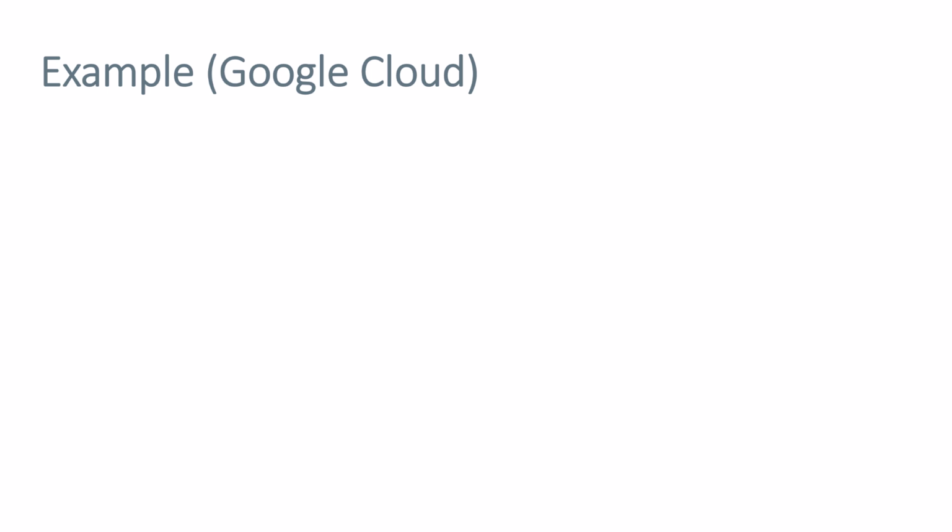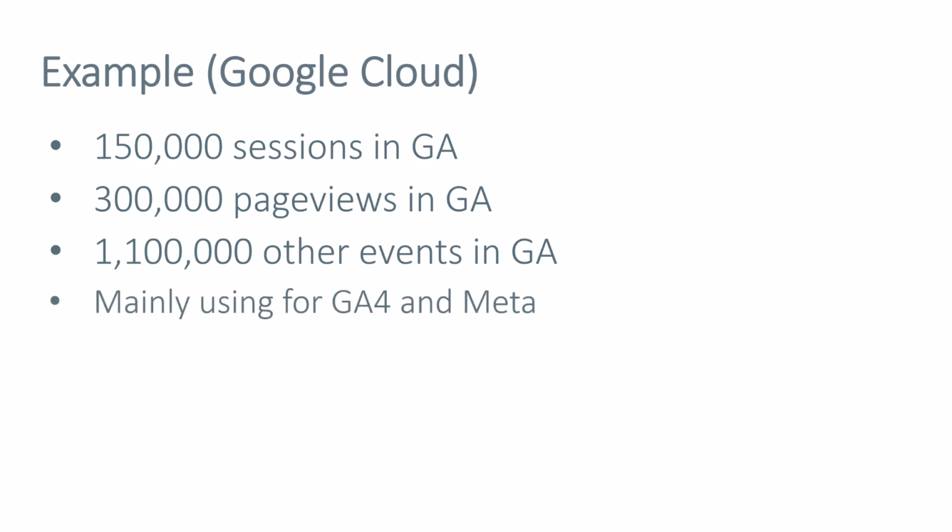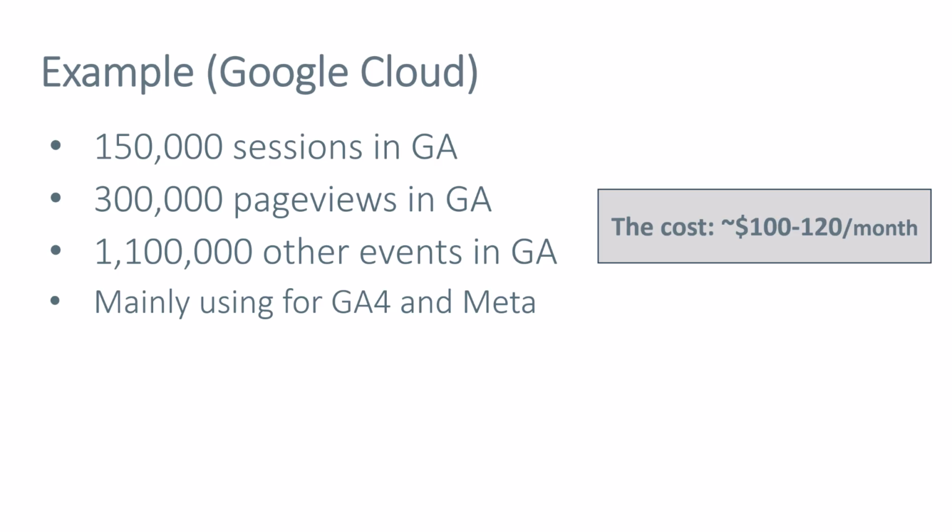So in the past, when I was looking at a particular date range in my analytics, I was getting around 150,000 sessions a month, around 300,000 page views a month, and then over a million other events in Google Analytics. My setup was pretty basic in the server container. I was mainly just using it for Google Analytics 4 and Meta Ads. So this kind of setup was costing me around $100, sometimes maybe $120, but the average was around $100.